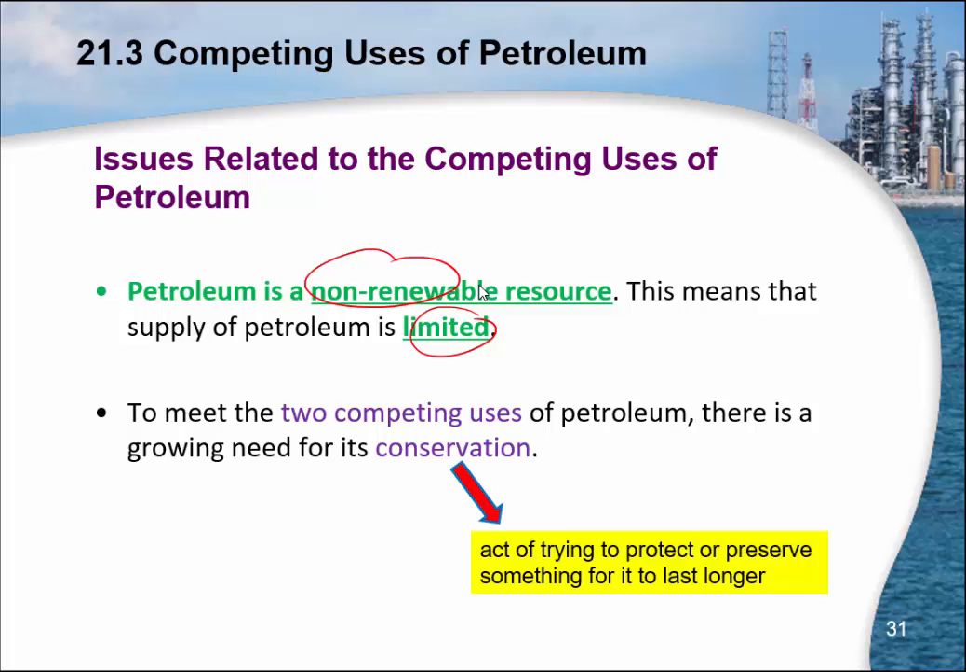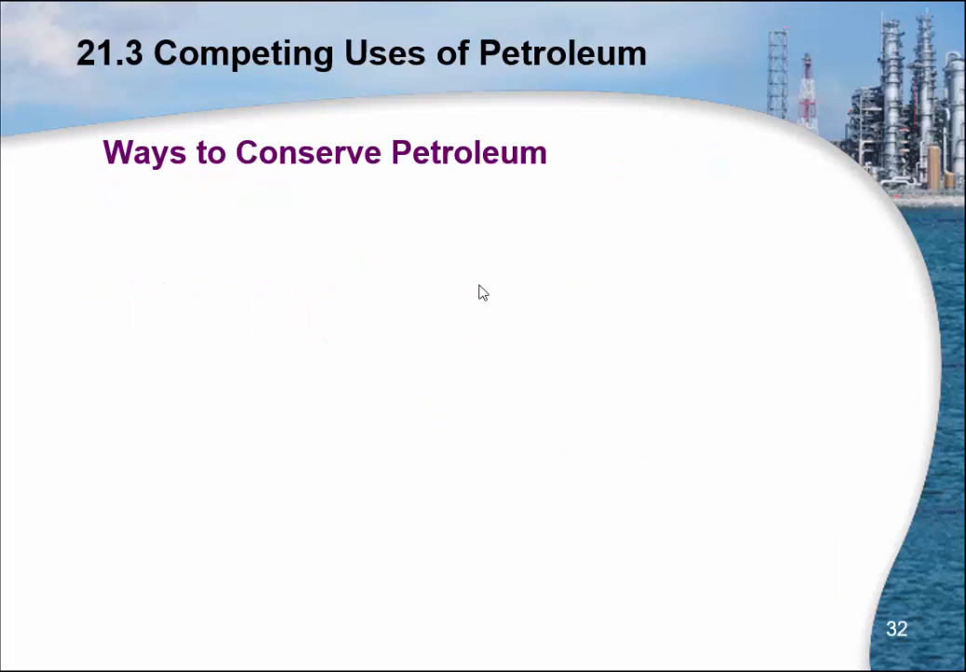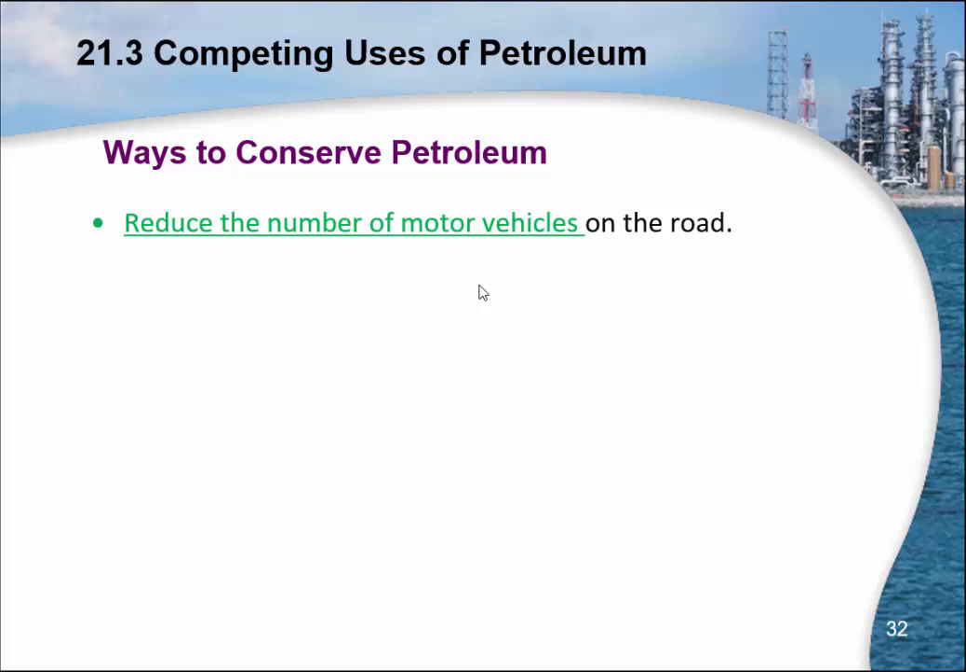Conservation is an act of trying to protect or preserve something for it to last longer. So if we can conserve our use of petroleum, it may last more generations to come. If we do not conserve it, perhaps in the next 1 or 2 generations, once petroleum is used up, we run out of fuels, we run out of material for making plastics and so on. So how do we conserve petroleum?